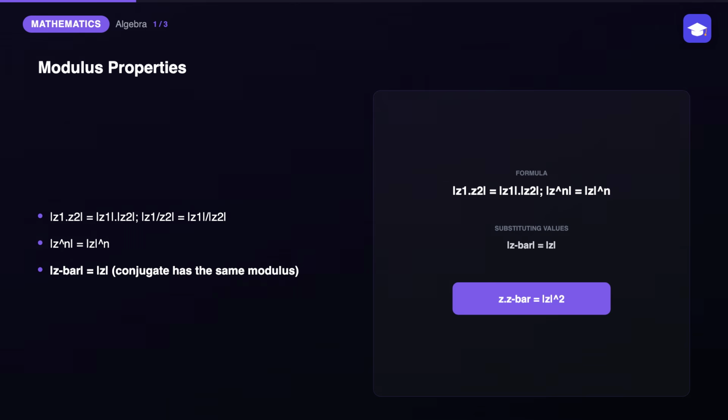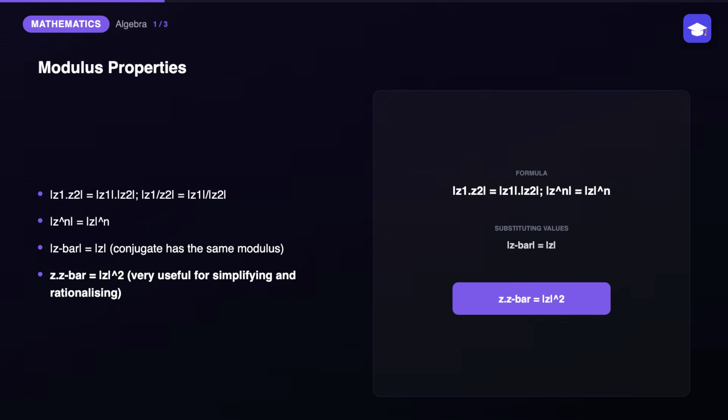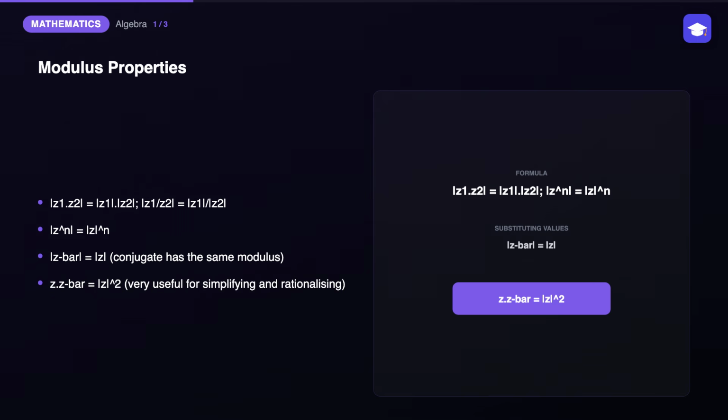The modulus of a complex number and its conjugate are always equal. Mod of z bar equals mod z, and a useful identity connects a complex number to its own modulus squared. z times z bar equals mod z squared. This identity is extremely useful for simplifying expressions and for rationalizing complex denominators.